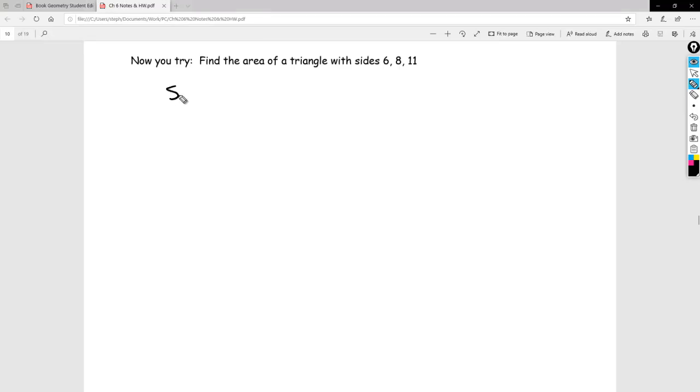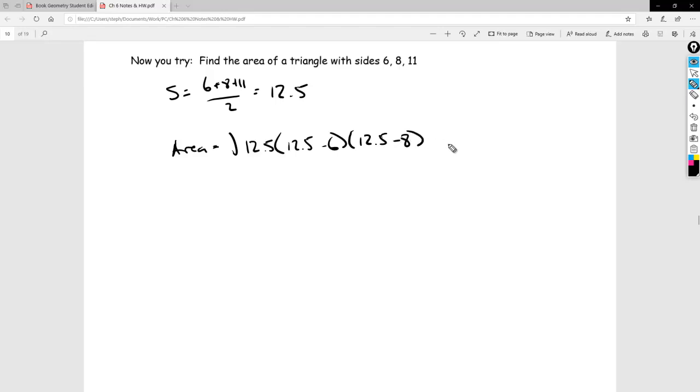Okay, first step is to solve for a semi-perimeter. So 6 plus 8 plus 11 divided by 2. That gives us 12.5. Next, we solve for our area, which is the square root of 12.5 times 12.5 minus 6, 12.5 minus 8, and then times 12.5 minus 11. Plug that into our calculator, we get 23.418.